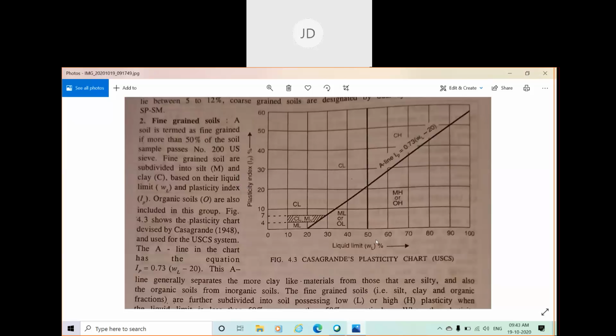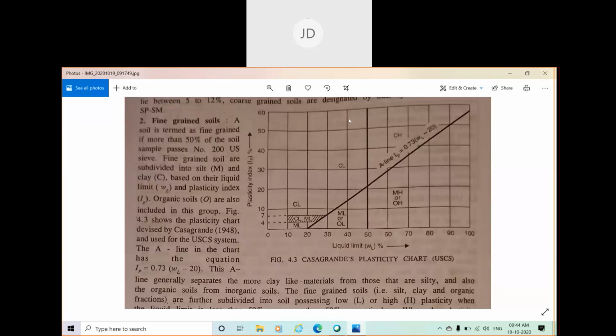Okay. Now, what does this tabular format represent? Now here you can see the x-axis represents your moisture content, that is, you can say liquid limit. These all represent liquid limit. And the y-axis represents your plasticity index. Now here two lines divide the curve. One is a vertical line at 50% liquid limit.